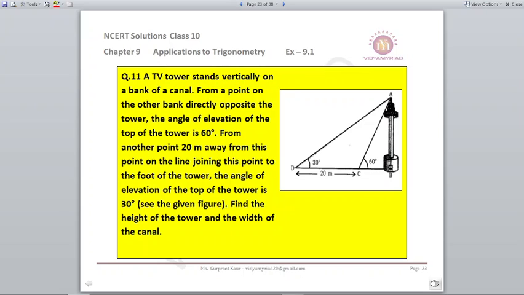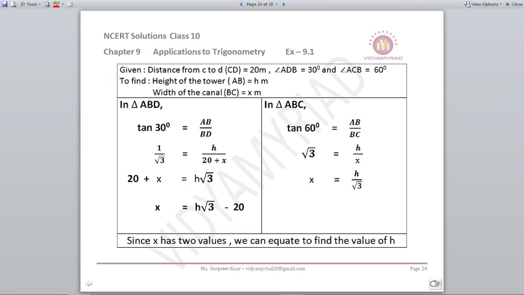From another point 20 meters away, so from C to D the distance is 20 meters, the angle formed is 30 degrees. Okay, we have to find out the height of the tower and the width of the canal. That means we have to find out AB and BC. Now let us take first tan 30 degrees. In tan 30 we have AB upon BD. The value of tan 30 is 1 upon root 3, which is equal to AB, the height, upon BD, which is made up of 20 plus x.